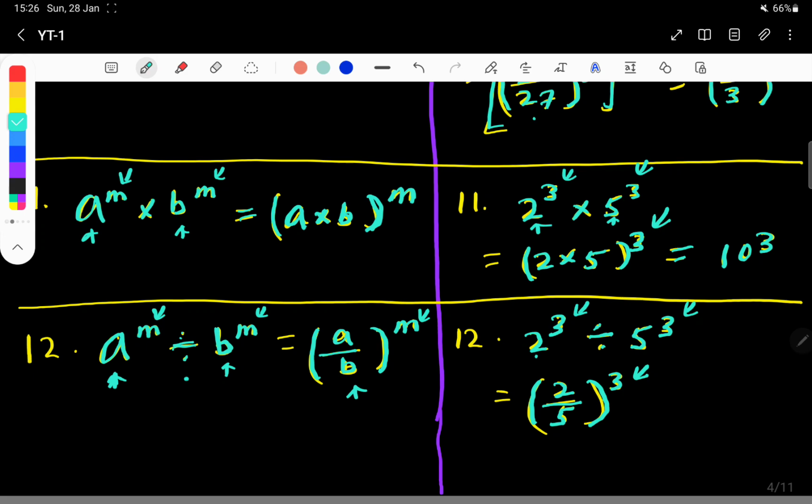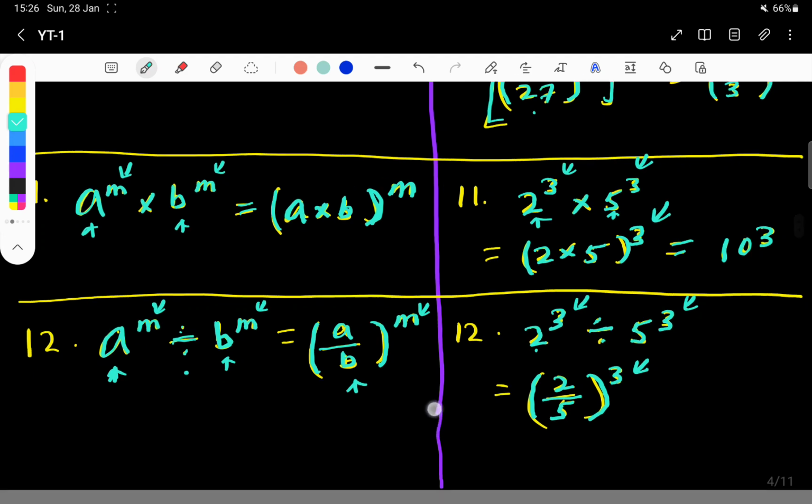Okay, that's all for the 12 formulas that you need to use for the indices.